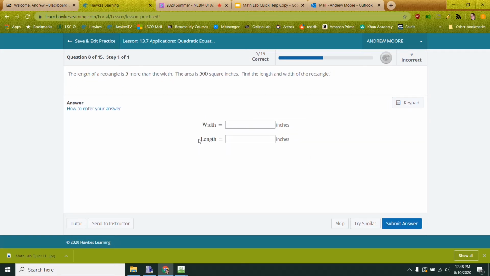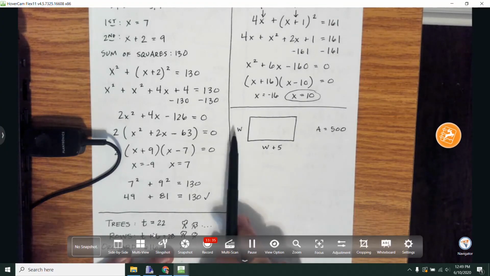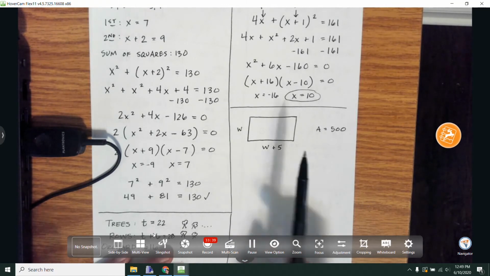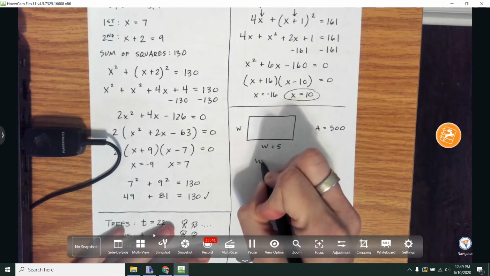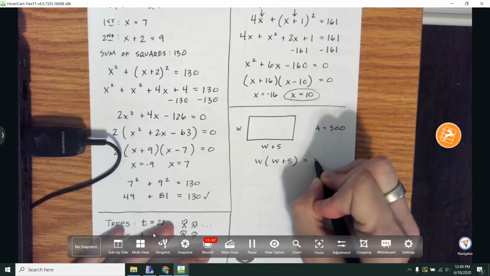The length of a rectangle is 5 more than the width. The area is 500 square inches. Find the length and the width of the rectangle. The area of a rectangle is just length times width. So we said that the length is 5 more. I assigned the w to be the variable that we're using. So we're going to call this w. W plus 5, that's length times width. And this equals that 500.